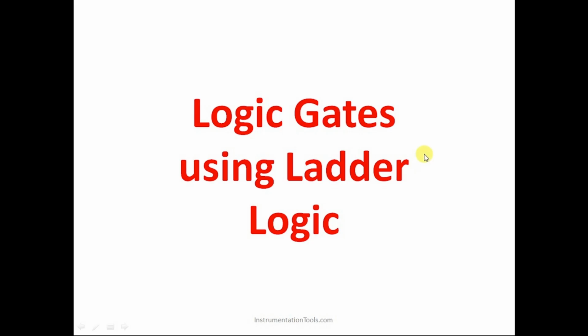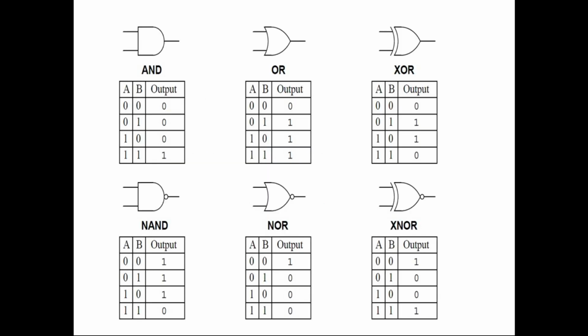Hello everyone. In today's lecture we are going to see logic gates using ladder logic. Here we'll be looking at different logic gates and also trying them out in the software, that is our TIA Portal. There are different types of logic gates available: AND, OR, XOR, NAND, NOR, XNOR. We will be seeing each one of them in detail.